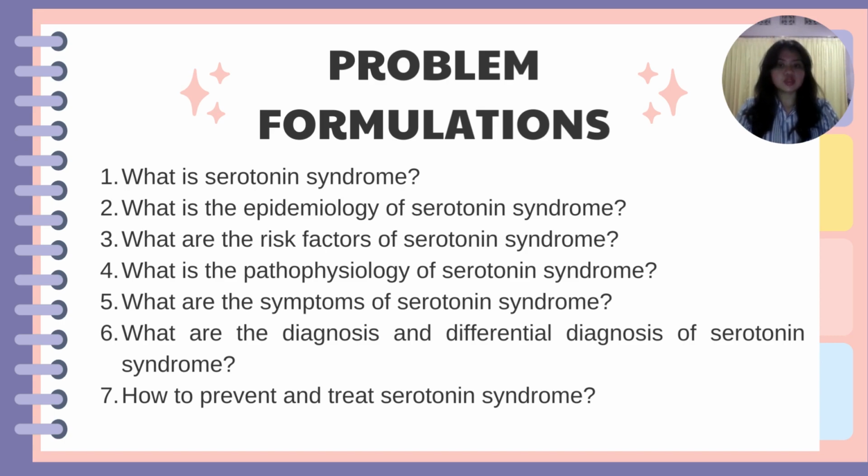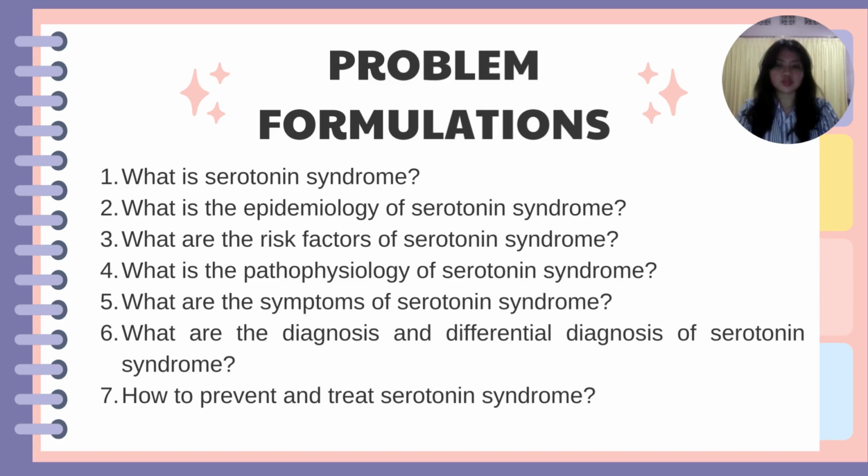The next one is objective. So the objectives of the student project are first to inform the definition and epidemiology of serotonin syndrome. Second, to give an understanding about the risk factors of serotonin syndrome. Third, to explain the pathophysiology of serotonin syndrome. Fourth, to give a comprehension about the symptoms of serotonin syndrome. Fifth, to present the information about diagnosis and differential diagnosis of serotonin syndrome. And the last one is to inform the prevention and treatments of serotonin syndrome.